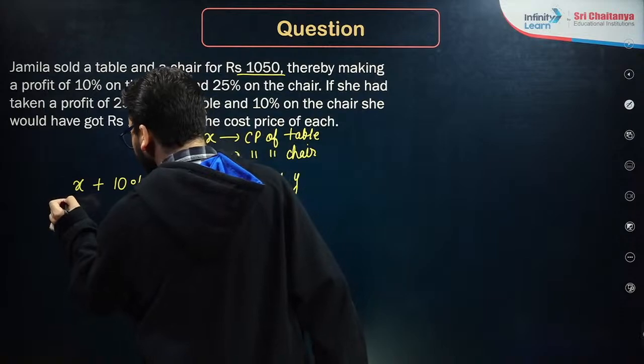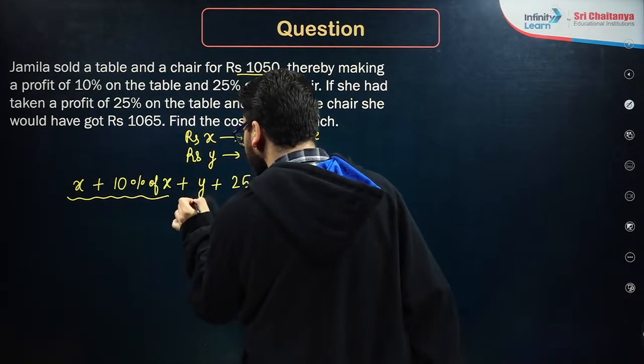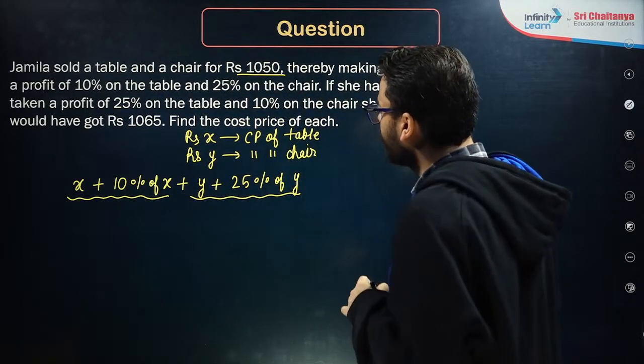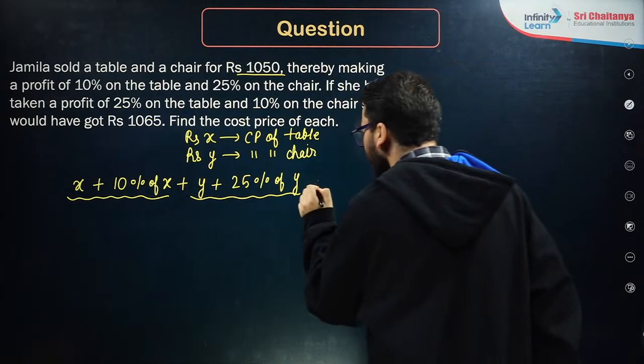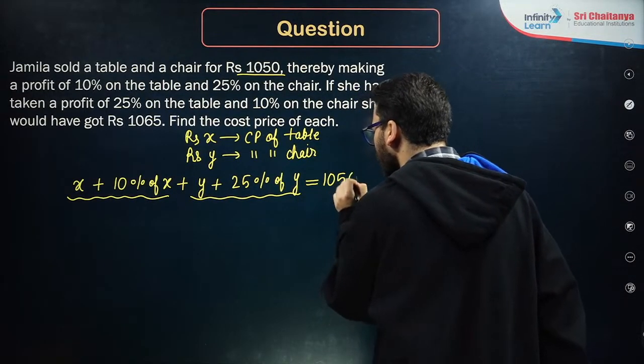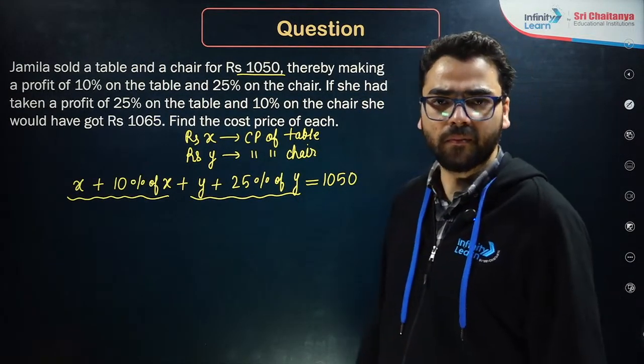Chalo, so this is the total selling price of a table and this is the total selling price of a chair. I hope that's clear. And this total is given to be 1050 or not. Tell me, is this equal to 1050 or not?